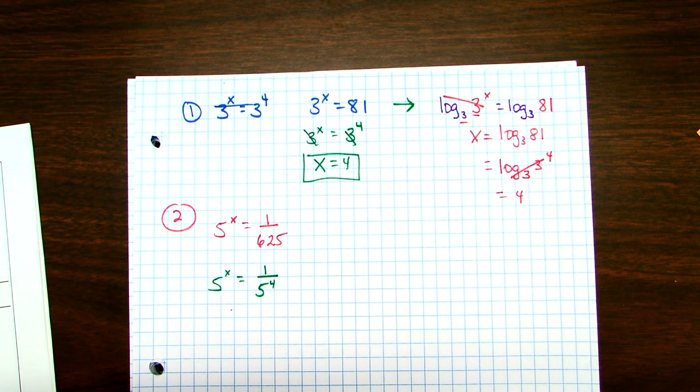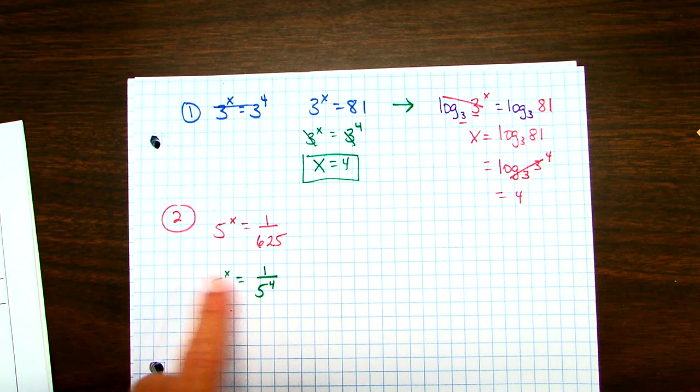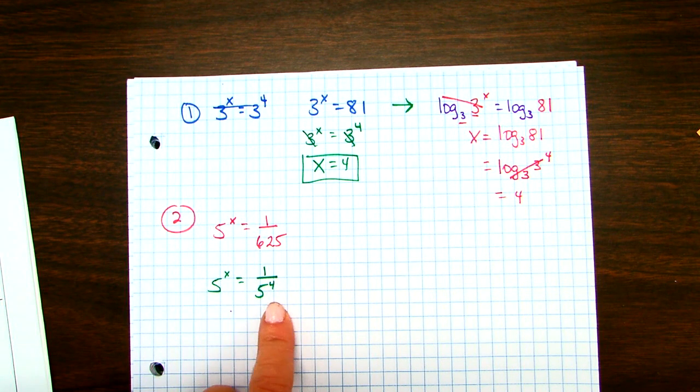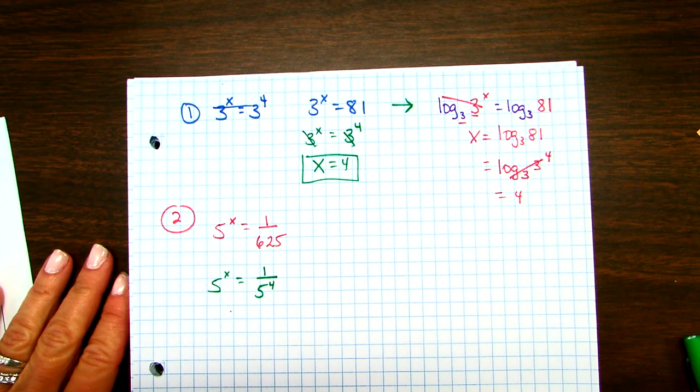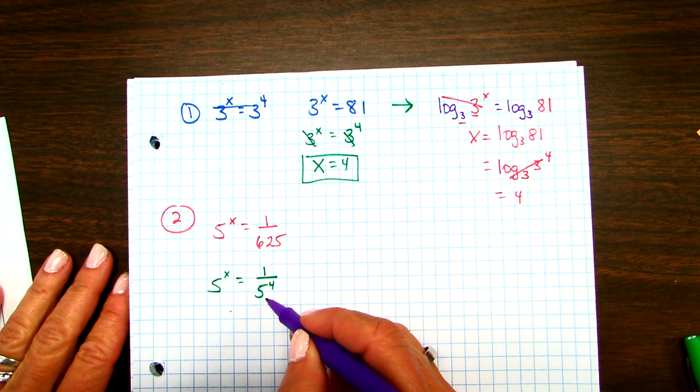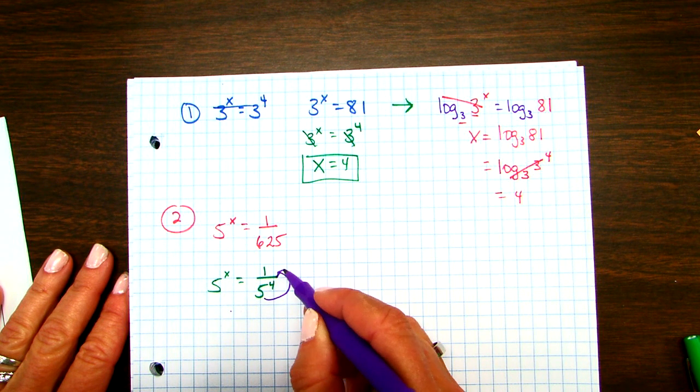Okay? Now, 5 and 1/5 are not the same number. Like x does not equal 4, okay? X does not equal 4. But we learned, and talked about this a lot last semester, that we can make this 1/5 into a 5 by bringing the 5 to the top.